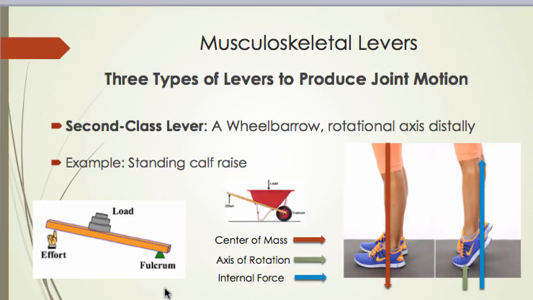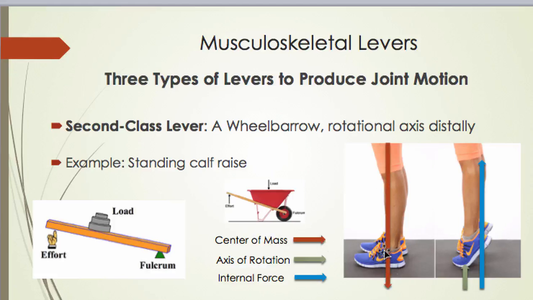So here's your example. Here's the fulcrum. Here's the load. And of course, the closer the load here, the less effort there is. If the load was all the way out here, then we'd have a lot of effort. But here, if the load is here, for example, very little effort. So let's take a look at the example in the body. It's standing calf raise. So red arrow is the center of mass. In other words, that's the position where all force is balanced on the foot.